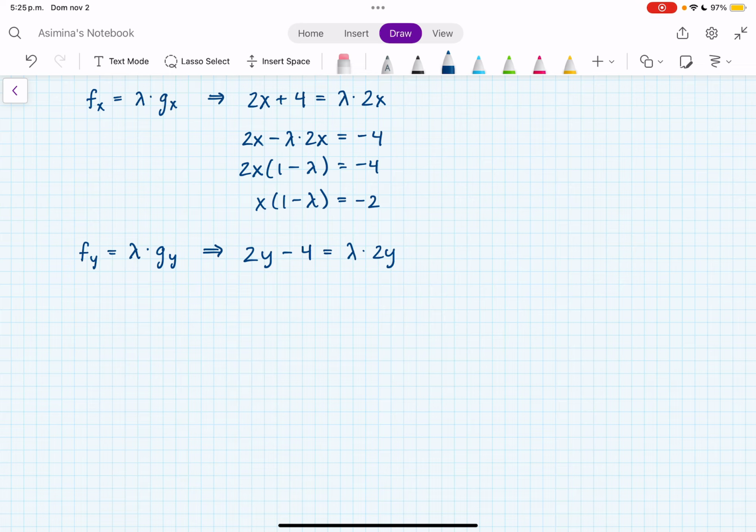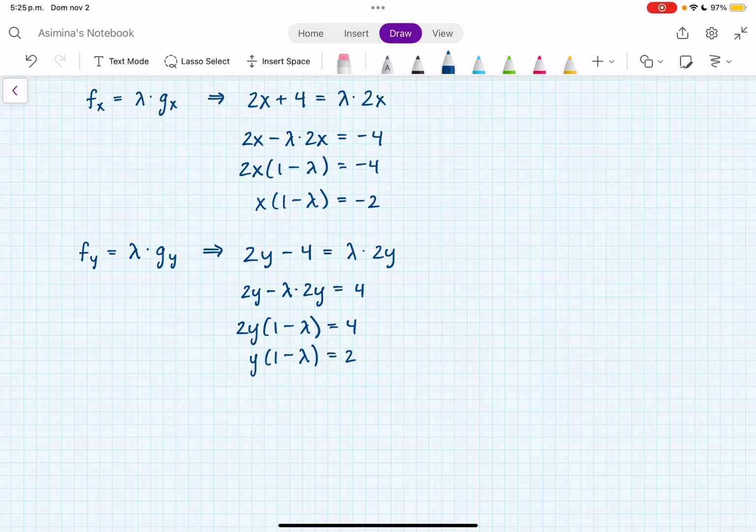Now we're solving for lambda, so I'm going to subtract lambda times 2y from both sides and add 4 to both sides. So we get 2y minus lambda times 2y equals 4. So I'm going to factor out a 2y. We get 2y times 1 minus lambda equals 4. Now I can divide both sides by 2. So this becomes y times 1 minus lambda equals 2.